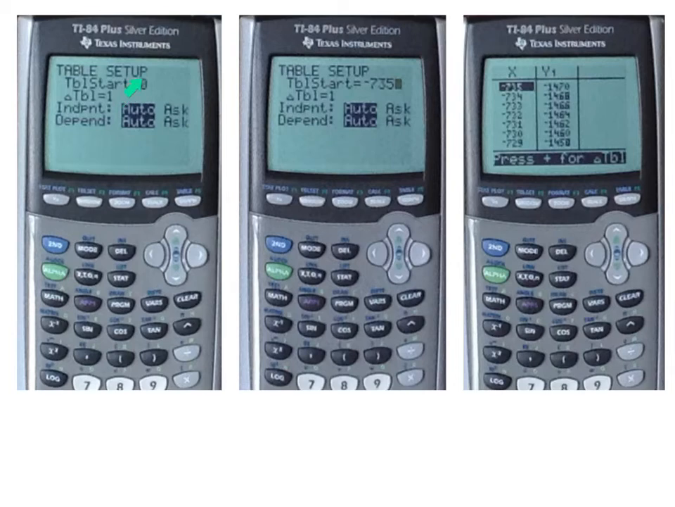So I'm going to change this right now. I'm going to clear it and put in negative 735. That says right now I want to see my table at negative 735. And then when I press my second and graph key to pull up the table, it's starting at negative 735.